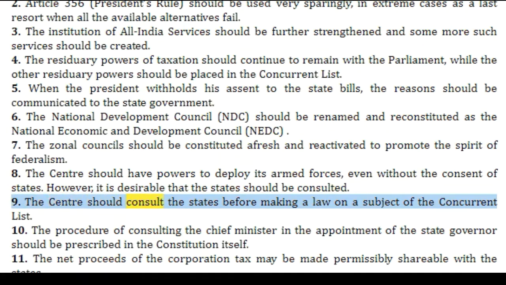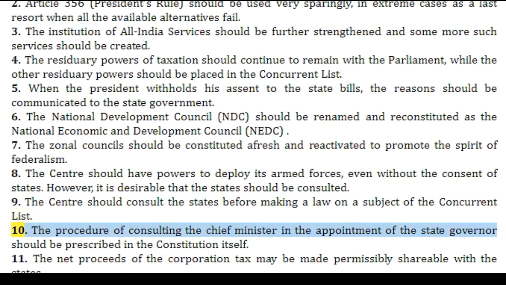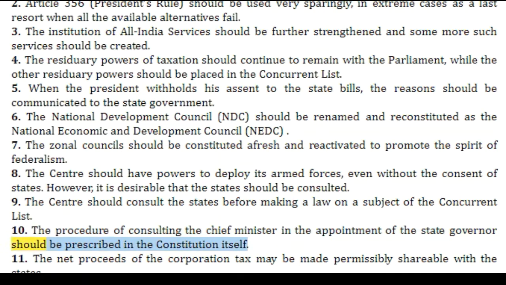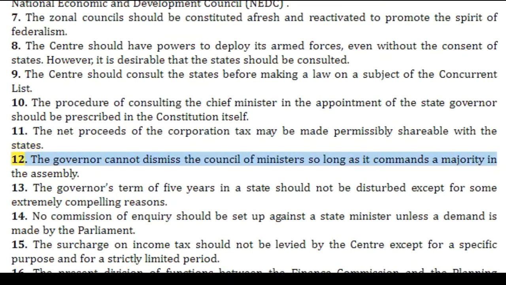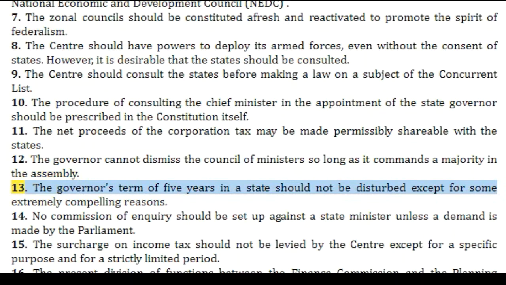9. The center should consult the states before making a law on a subject of the concurrent list. 10. The procedure of consulting the chief minister in the appointment of the state governor should be prescribed in the constitution itself. 11. The net proceeds of the corporation tax may be made permissibly shareable with the states. 12. The governor cannot dismiss the council of ministers so long as it commands a majority in the assembly. 13. The governor's term of 5 years in a state should not be disturbed except for some extremely compelling reasons.